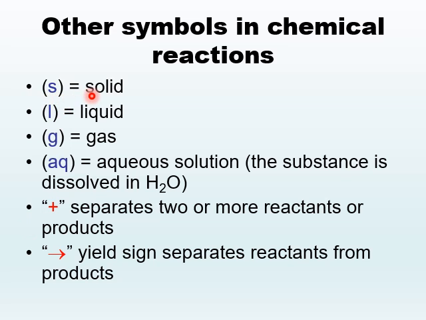S for solid, L for liquid, G for gas, AQ aqueous solution. Aqueous means the substance is dissolved in water. Plus sign separates two or more reactants or products. Arrow sign starts from the reactants and ends at the products. Yield sign separates reactants from products.